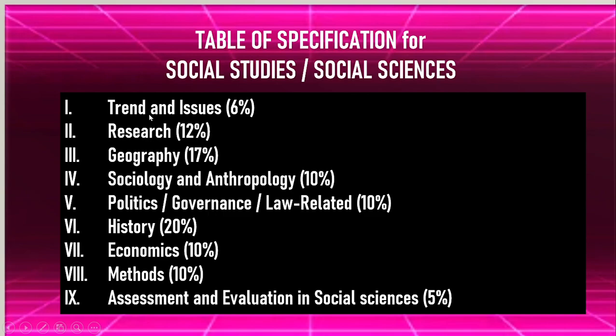Okay, again, the trends and issues is 6%. Research is 12%. Geography is 17%. Sociology and anthropology, 10%. Politics, governance, law related, 10%. History, 20%. Economics, 10%. Methods, 10%. Assessment and evaluation in social sciences, 5%. So I hope that this presentation of TOS will help you a lot in selecting the best review website to watch or to study.